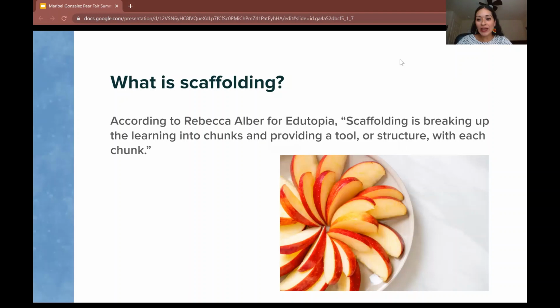So what is scaffolding? According to Rebecca Alber for Edutopia, scaffolding is breaking up the learning into chunks and providing a tool or structure with each chunk. Here I have an example of apple slices. I have two toddlers, and I know that if I give Demishkali, my 2-year-old, a whole apple, then she'll take a bite or two, and then she'll just leave the apple somewhere for me to find later. But if I give her some slices, then she's more likely to finish the apples.